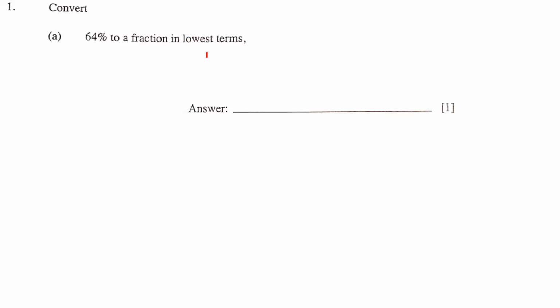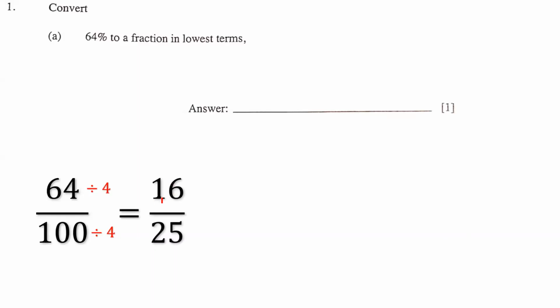Very important to note that it's a fraction in lowest terms. So first, how do you write 64% as a fraction? Well, 64% as a fraction is 64 over 100. But we want this fraction to be represented in lowest terms. And so we have to find a number that can go into both 64 and 100 without leaving a remainder. Let's consider 4, because if we divide 64 by 4, we get 16, and if we divide 100 by 4, we get 25.